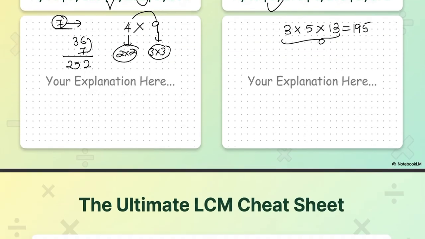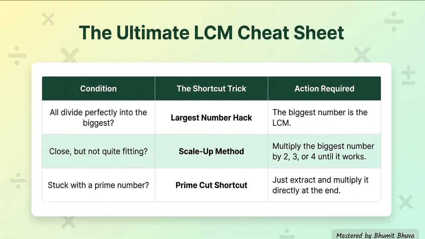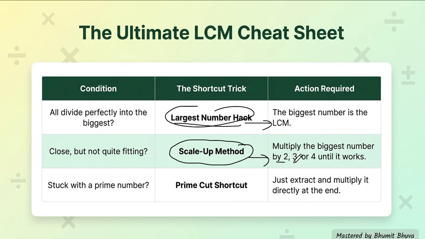Okay. So what we have learned in this video, we have learned 3 tricks. One is the largest number hack. Whenever your largest number is divisible by all the other smaller numbers, in that case your largest number is our LCM directly. If any smaller number does not divide the larger number, in that case we have to scale up that larger number by 2, 3, 4 until it works. And the third trick is the prime cut shortcut. Whenever your question contains prime numbers, if all the numbers are prime, then that product is your LCM. Otherwise you have to check whether they are co-prime or not.